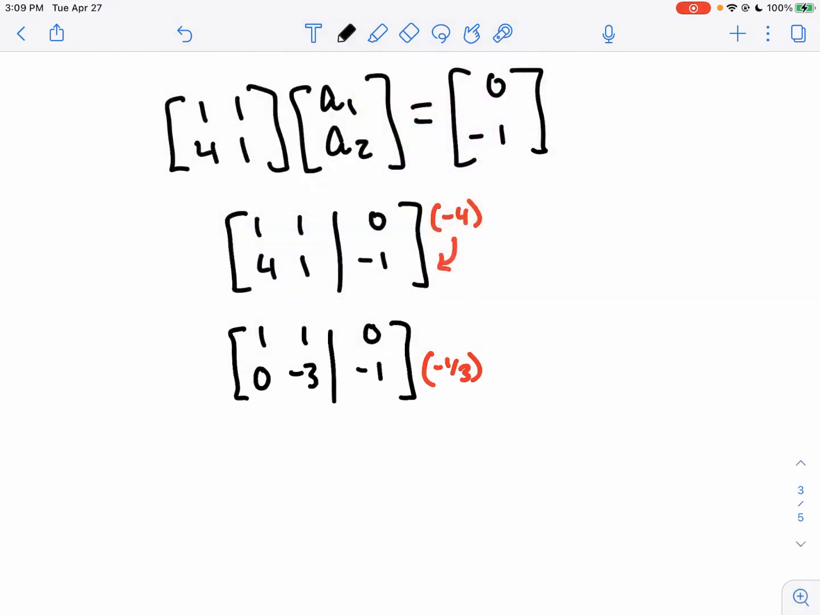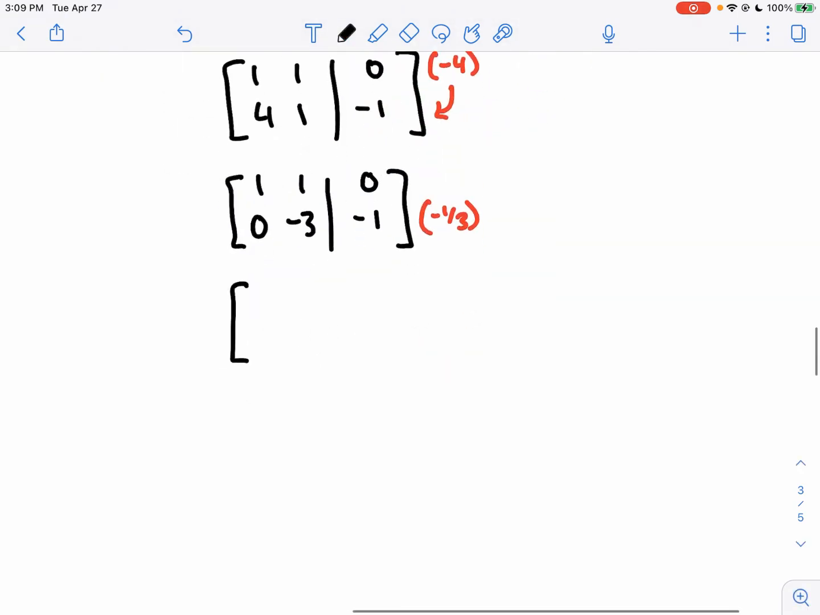And let's see what that gets us. We have 1, 1, 0. That top row is not changing. Then we have 0, 1, 1/3. And finally, we want to get a 0 right here. We also have an equal sign right there.